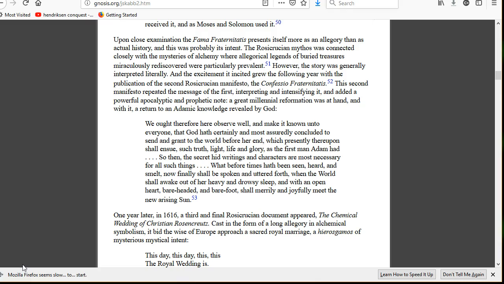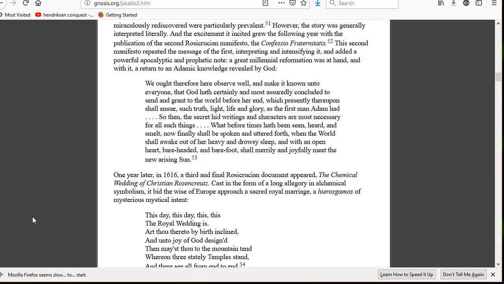So then, the secret hid writings and characters are most necessary for all such things. What before times hath been seen, heard, and smelt, now finally shall be spoken and uttered forth, when the world shall awake out of her heavy and drowsy sleep, and with an open heart, bareheaded and barefoot, shall merrily and joyfully meet the new arising sun.